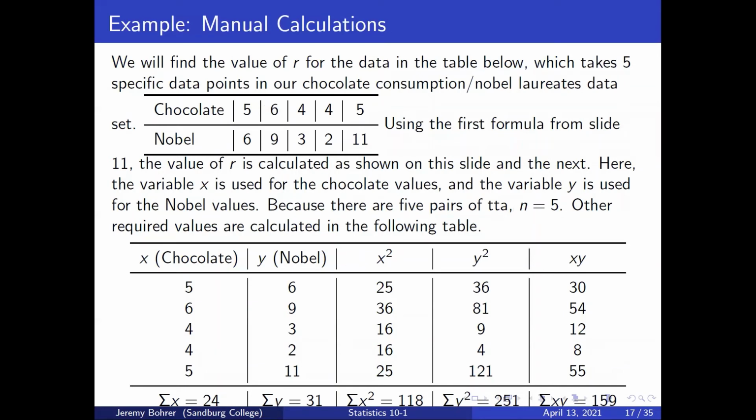So this gives us all of our values, the x squared, y squared, and xy products. And it tells us that the sum of x's, sigma x, is 24, sigma y is 31, sigma x squared is 118, sigma y squared is 251, and sigma xy is 159.